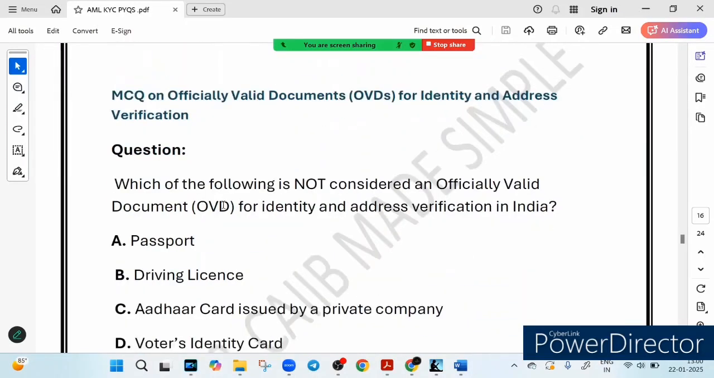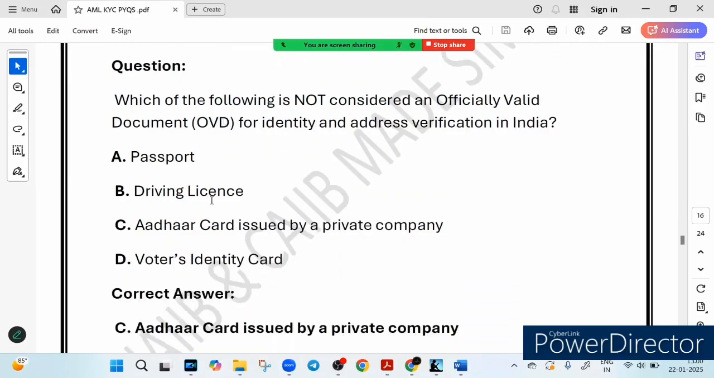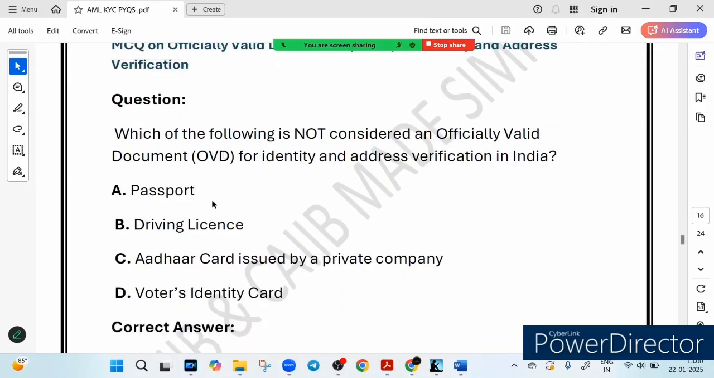Now there is a question on OVD. OVD means officially valid document. Which of the following is not considered an OVD for identity and address verification in India? Passport, driving license, Aadhaar issued by a private company, and voter identity card. So which is not an OVD for identity and address verification? Very good question.